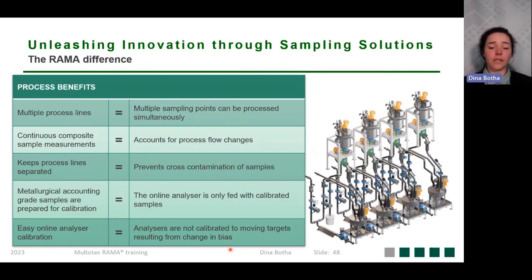Each line has its own separate process stream to keep them from being mixed and preventing cross-contamination. Each process stream's hopper also includes level switches to accommodate process flow changes. And on top of that, you have a batch sample collected by a secondary resin sampler that's used for metallurgical accounting and for analyzer calibration.